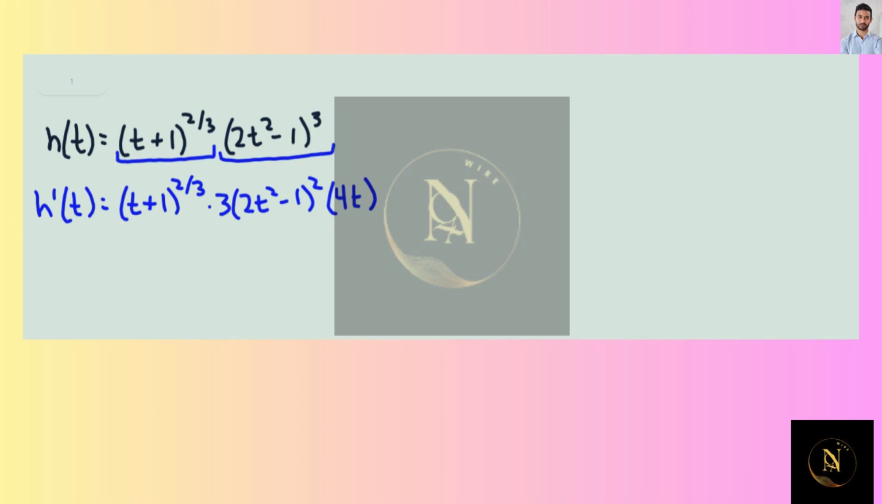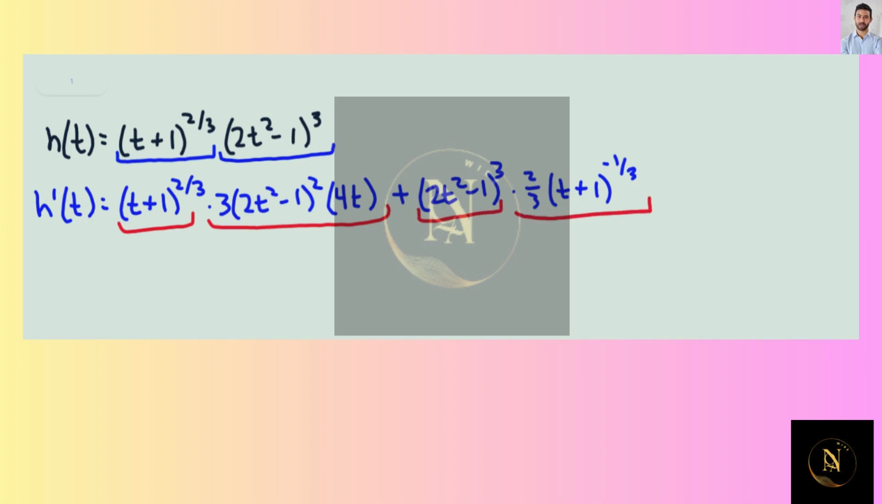Okay, so far we have the first times the derivative of the second. Now we need plus the second, 2t squared minus 1 cubed, times the derivative of the first. And so we're going to use the chain rule on that as well. Bring down the 2/3 and raise t plus 1 to the negative 1/3, and then multiply by the derivative of t plus 1, which is just 1, so I won't write that. Okay, so we have the second times the derivative of the first.